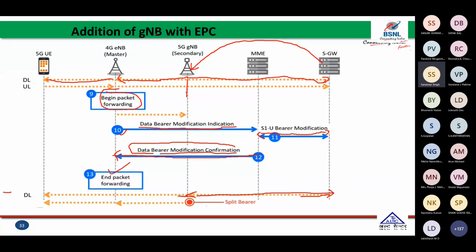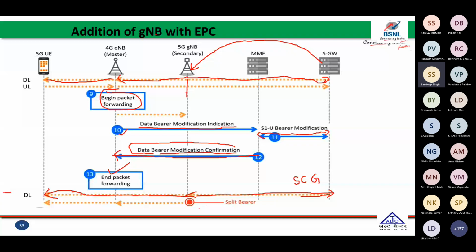And this gNodeB is now transferring the message towards the 5G capable or ENDC UE. This type of data transmission is known as the SCG bearer, because we are sending data only from the gNodeB.